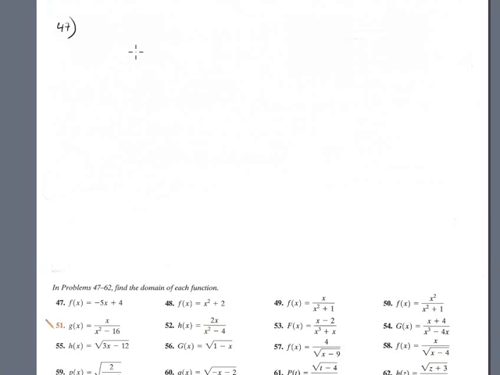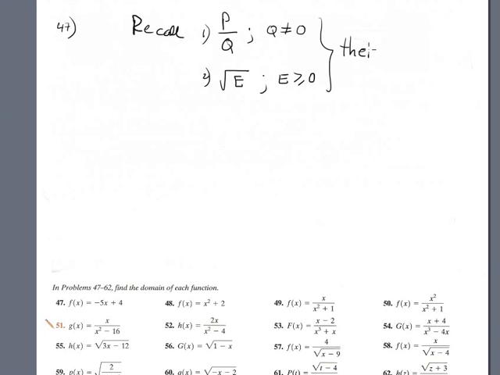Okay, 47 and the rest is find the domain of each function. Let me recall something. The restriction when finding the domain is when you have a fraction, p over q, and the restriction is that the expression in the denominator must not equal 0. This is the first one. And the second one is when you have a radical, the expression inside the radical must be non-negative. And of course, they can be combined. If neither of these exists, the domain is all real numbers.